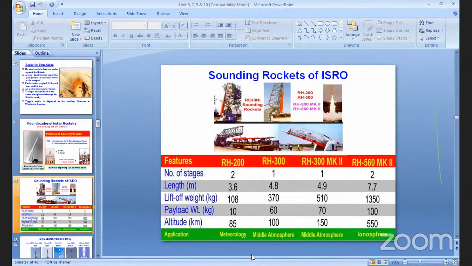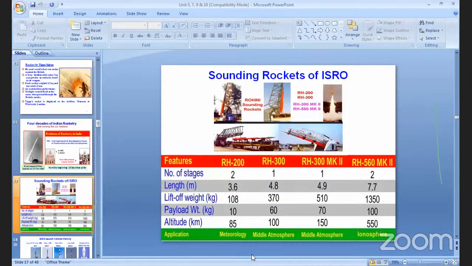IRS 1A carried two sensors. One had a 72.5 meter resolution, and the second one is LISS 2. LISS means Linear Imaging Self-Scanning system, shortly called LISS 1. IRS 1A was retired from service, and it had collected around 3 lakh images.